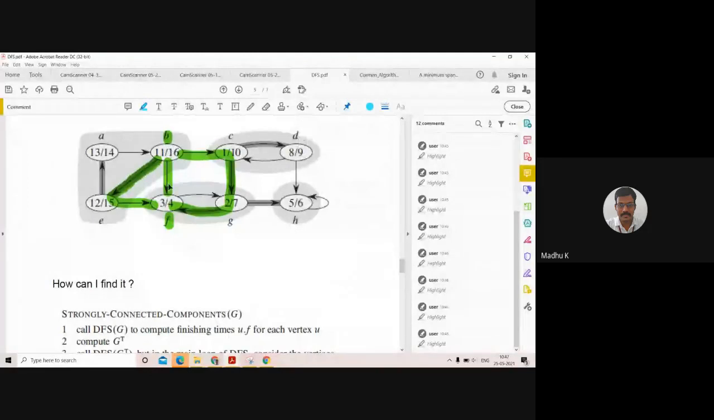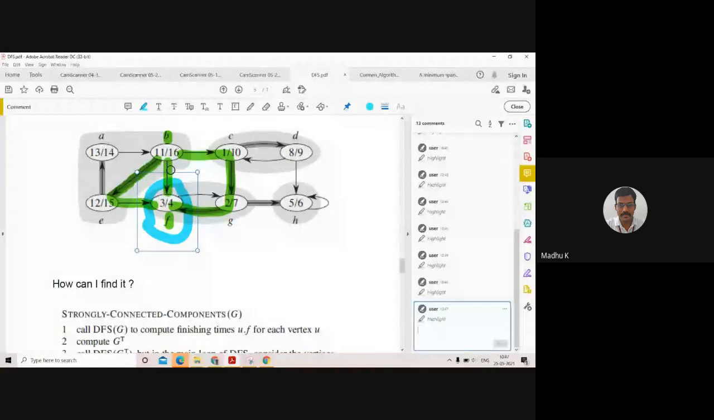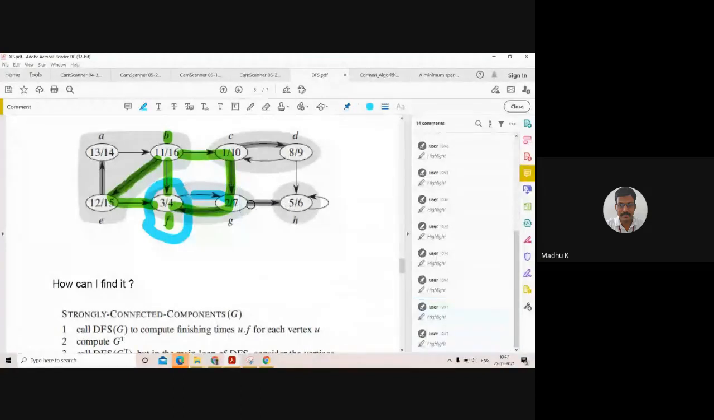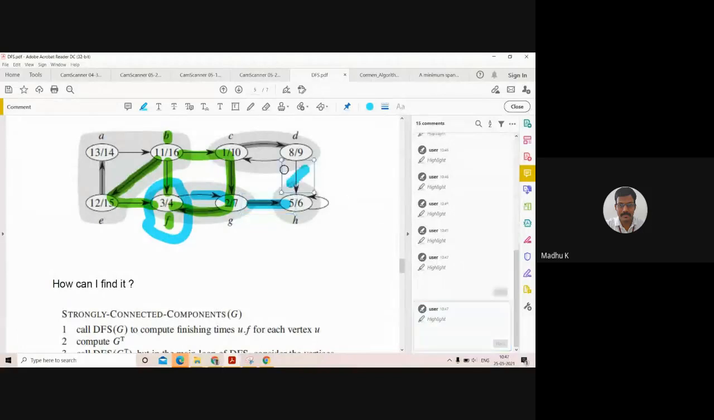You can note here, from F, I can't go back to B. Suppose this is the only outgoing edge. Suppose I move to here, then this is the only outgoing. I move to here, but this is an incoming edge, so I can't follow this path. Similarly, I can't follow this path. So from F, I can't reach B. So B and F should not be part of a connected component.